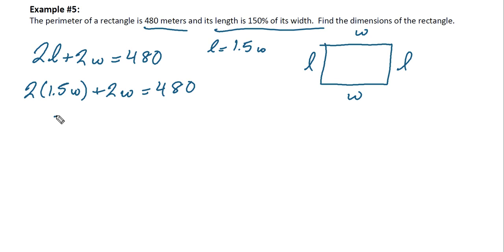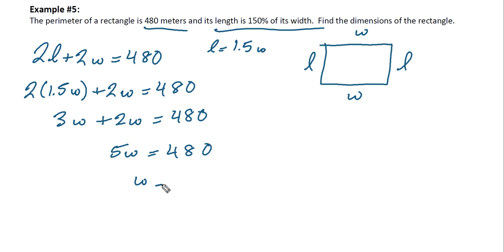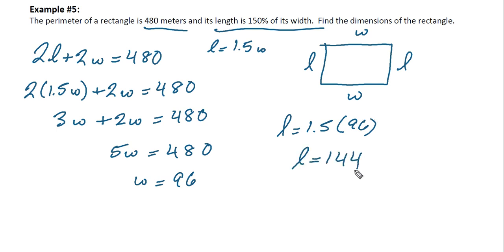2 times 1.5 is 3. 3W plus 2W would be 5W. Divide by 5, we get W equals 96. So the width is 96. The length is 150% of the width, or 1.5 times the width. So if we do 1.5 times 96, we get 144. So the width is 96 meters, the length is 144 meters.